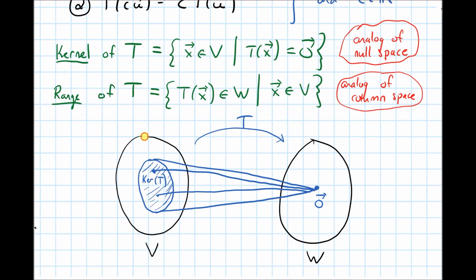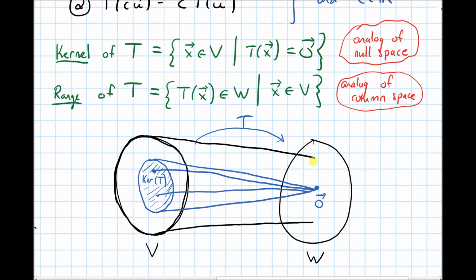The range corresponds to the outputs that I get when I plug in everything that's in V. So when I plug in everything that's in V into T, I'll get out some of the things that are in W. I know 0 for sure is going to be in the range, since I can always get out 0 by plugging in 0. But the range might look something like this. Notice that I'm deliberately not drawing it as big as all of W, because I don't necessarily know that the range is going to be all of W. If it was, my transformation would be onto. But the range is this gray area that I've just drawn in.